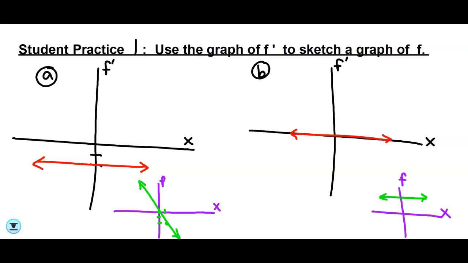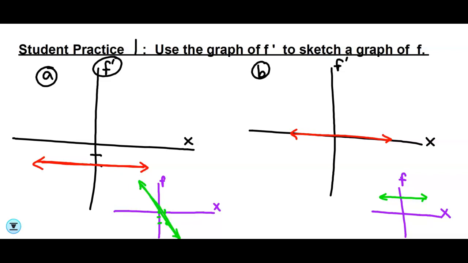All right, so here are my solutions. So what do we know about f prime in this case? Well, we know that it's constantly -2. So we have a constantly negative slope. So what does that mean about f? That means f is constantly decreasing. So we know our line goes in a downward direction.